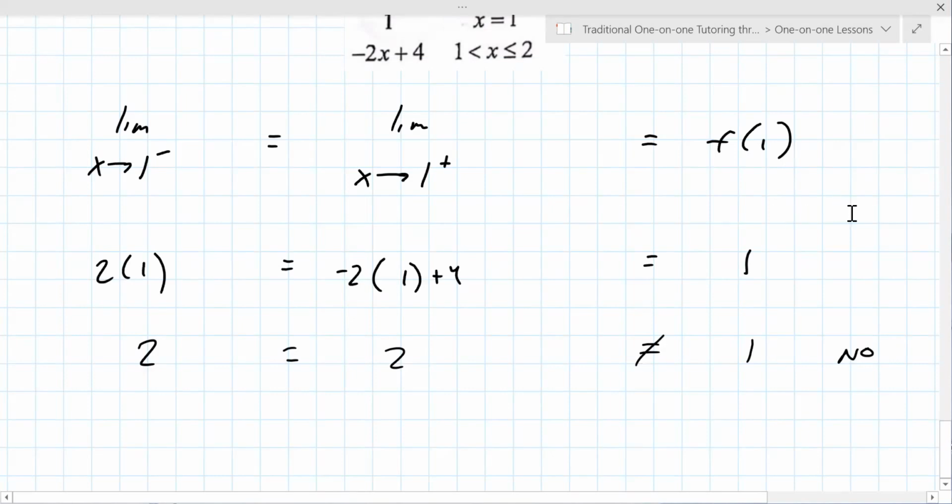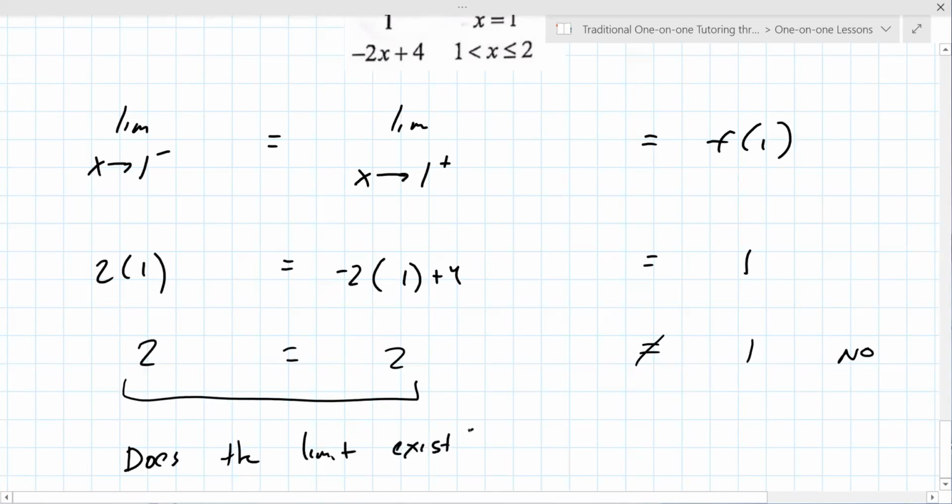But does the limit exist? So that's where you just look at the left and right? Yes. All right, let's look at the last one and do the same analysis.